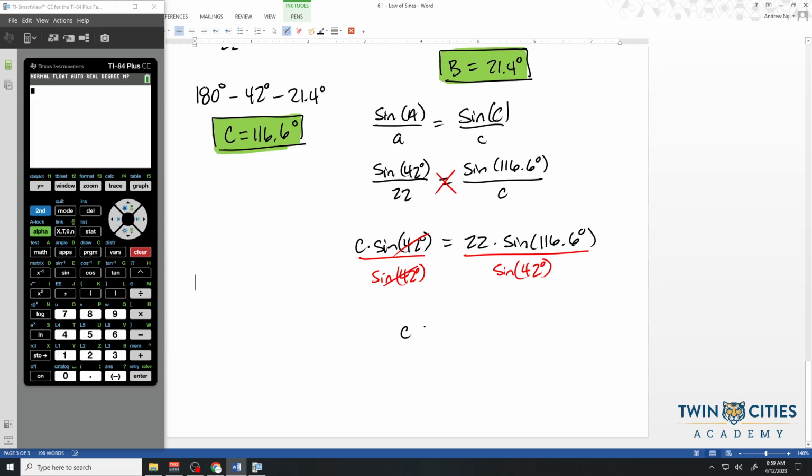And we will find C is equal to 22 times the sine of 116.6, and we'll divide that by the sine of 42 degrees. All right, C is 29.398. Let's just call that 29.4.